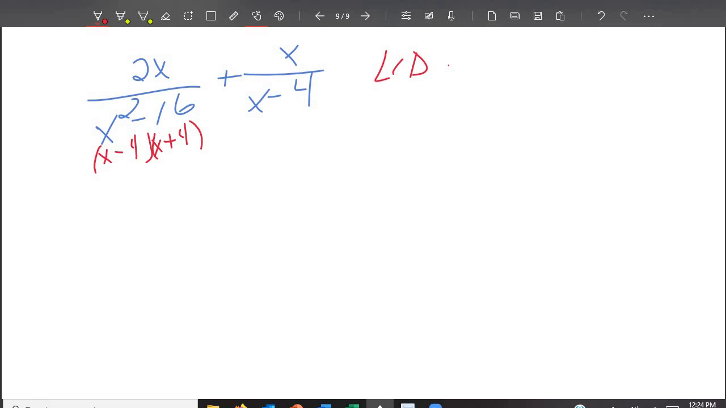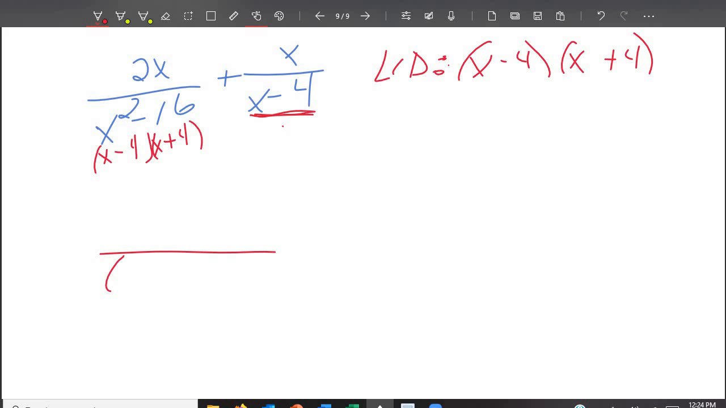All right, LCD. It has to have everything from the first denominator. Now, look at the second one. Are they sharing the x minus 4? And the answer is yes, so we don't include it twice. So my new denominator is x minus 4, x plus 4.